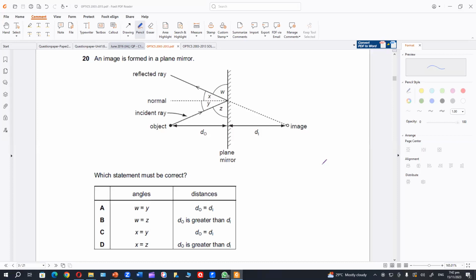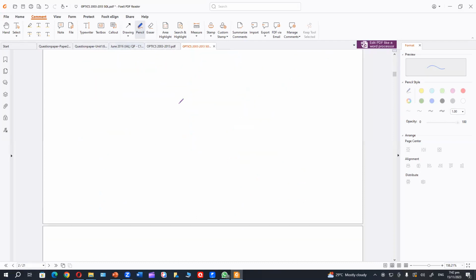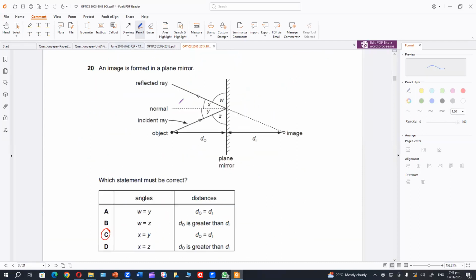An image is formed in a plane mirror. So if you people have solved it, the angle of incidence is always equal to the angle of reflection. This is the plane mirror theory.